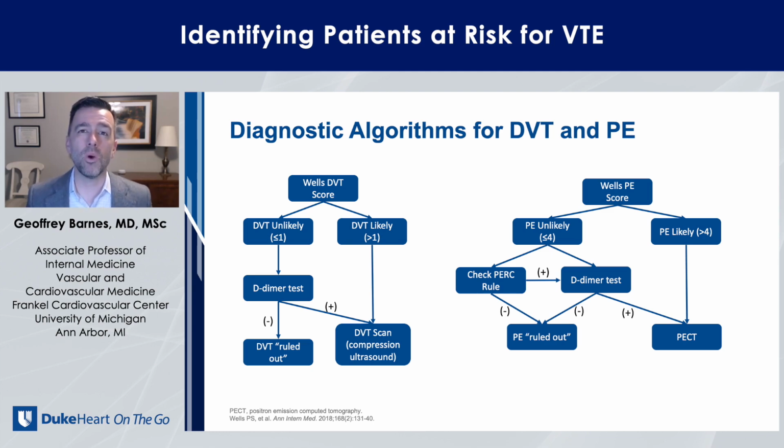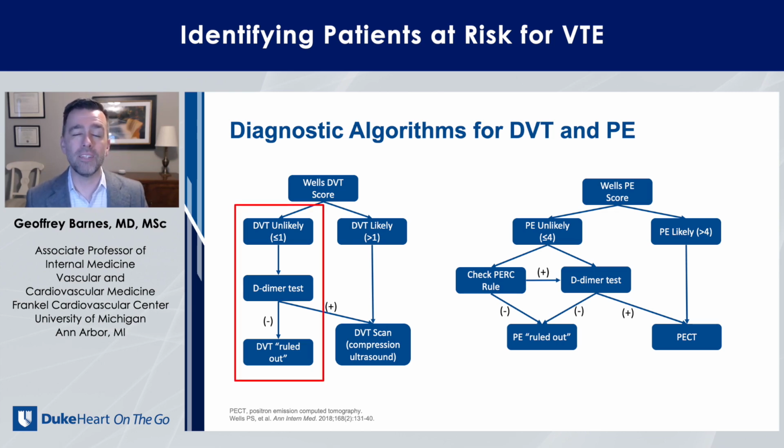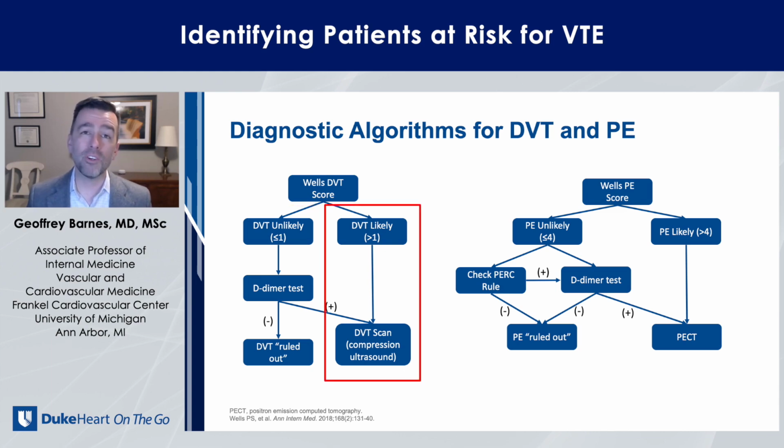If you add up the score and DVT or PE is considered unlikely, this is a time where we may be able to use something like a D-dimer test. So for the DVT score, when the DVT Wells score is unlikely, meaning less than or equal to 1, we'll often recommend you get a D-dimer test, because if the D-dimer is negative, that patient does not have a DVT, it's been ruled out. However, if that D-dimer test is positive, or if the Wells DVT score was a likely score, meaning a score greater than 1, skip the D-dimer, go straight to that DVT compression ultrasound test, and that's the best thing to do.